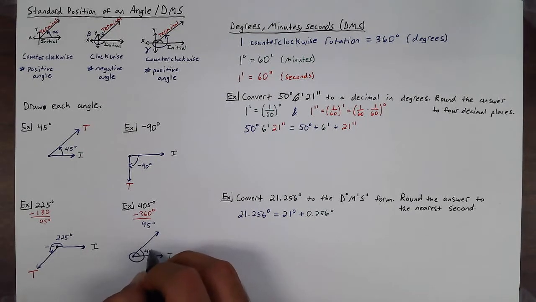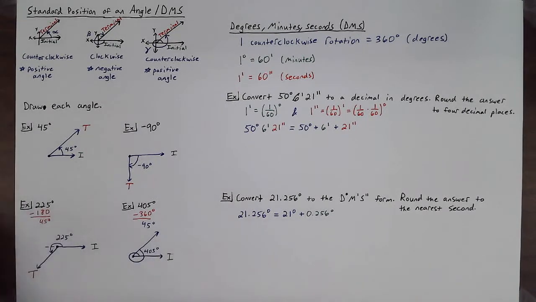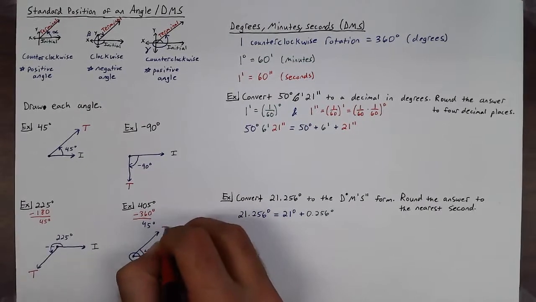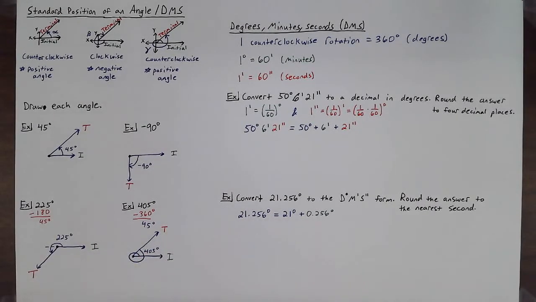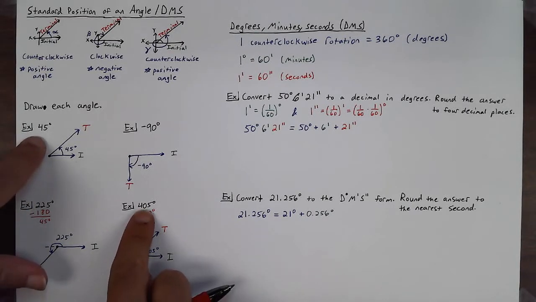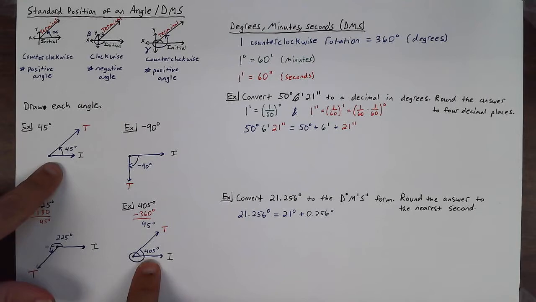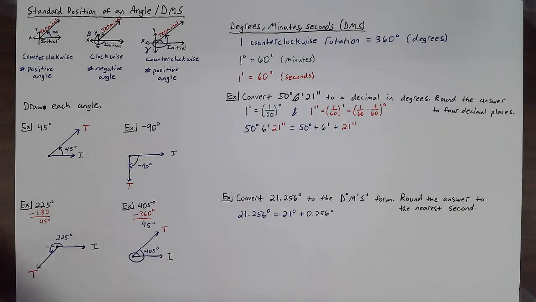That's 405 degrees. So as you can see, it's very important to signify what your angle is, because both 45 degrees and 405 degrees look the same, but the rotations represent different angles.